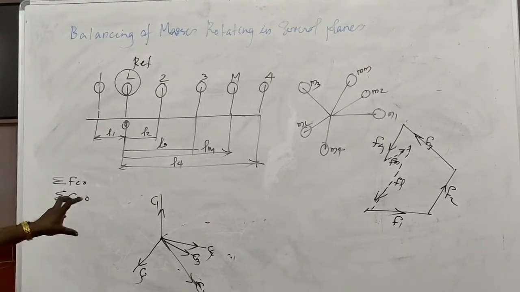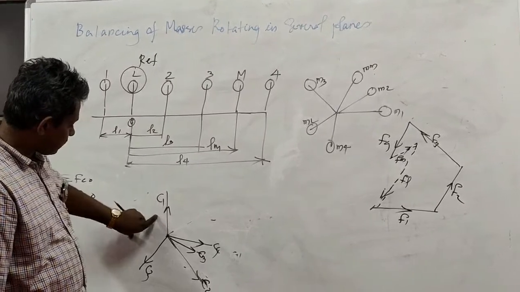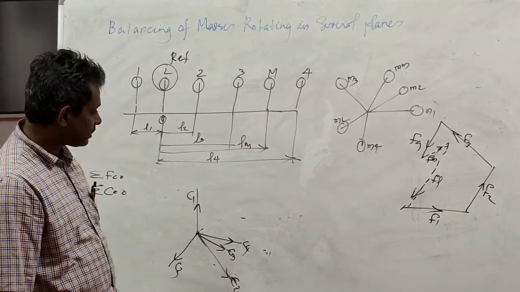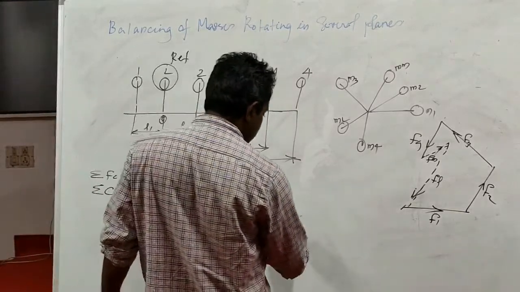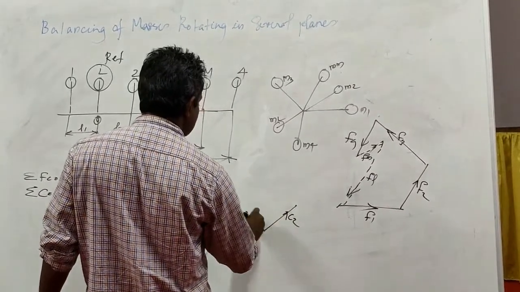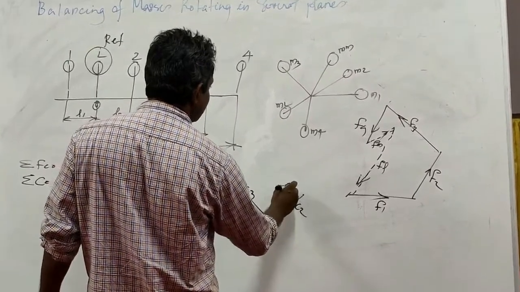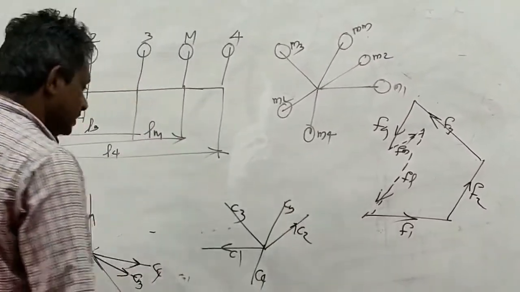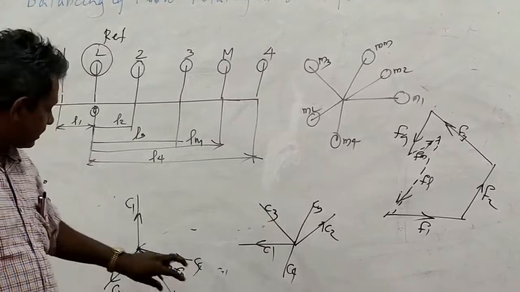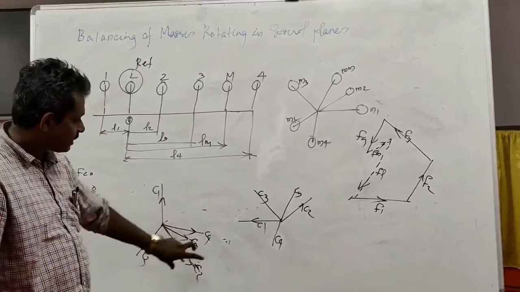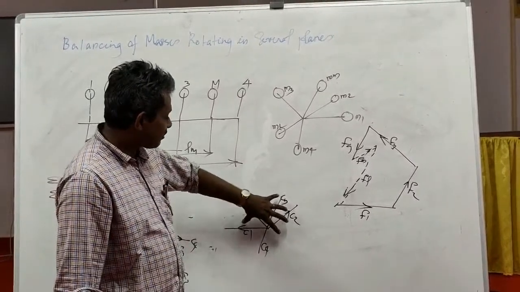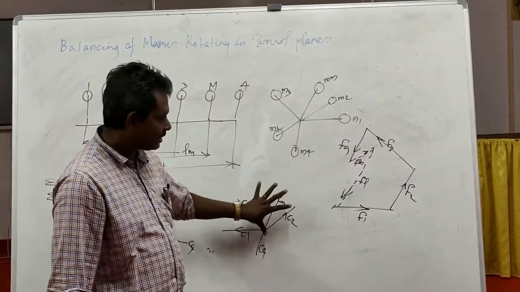Now you can see that if you rotate the entire diagram by 90 degrees in the counterclockwise direction, what you are going to get is this is C1, this is C2, this is C3, this is CM and this is C4. That means you are getting the force vector polygon. If you rotate the actual coupled polygon diagram by 90 degrees in the counterclockwise direction, you get a coupled polygon whose direction is equal to that of the force polygon.